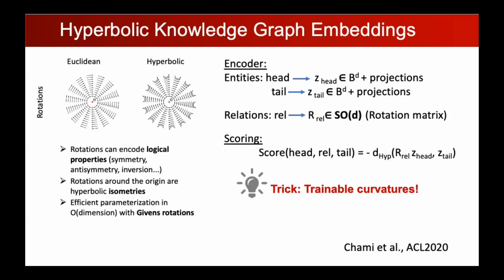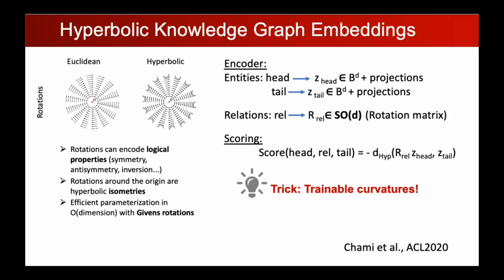And so the way our approach works is still using mappings from entities and relations to embeddings. So we map head and tail entities to points in the Poincare ball and use projections to make sure that they remain on the manifold. And we also map relations to rotation matrices, which we can parameterize efficiently using Givens transformations, which are just 2x2 matrices. So the output rotation matrix is very sparse and can be applied in linear time. So this is computationally efficient.